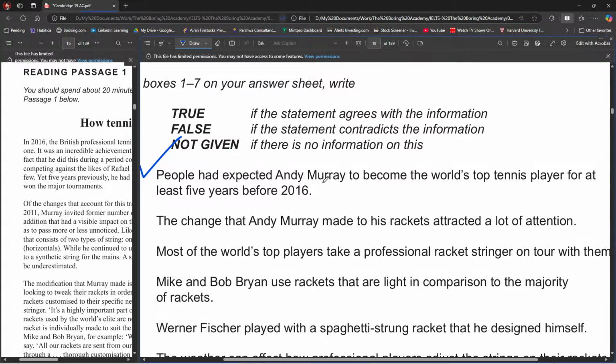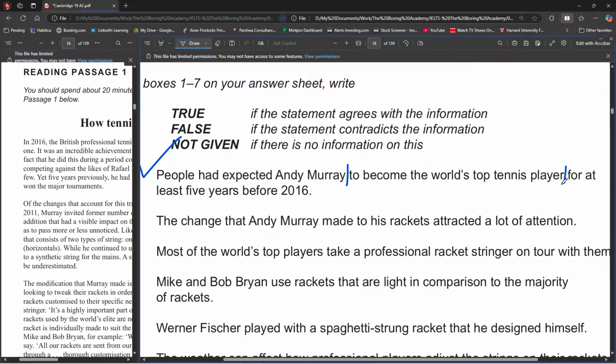Can you separate the ideas in this one, or should I do the first one for you? Yes, sir. Please. Okay, I'll do the first one for you. So the question says people had expected Andy Murray. Can we separate this idea? This is one idea. People had expected someone to become the world's top tennis player.